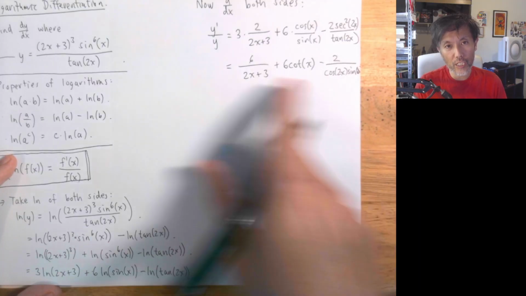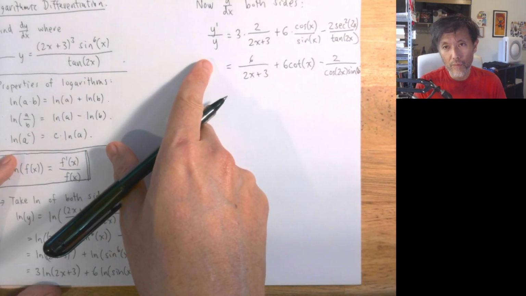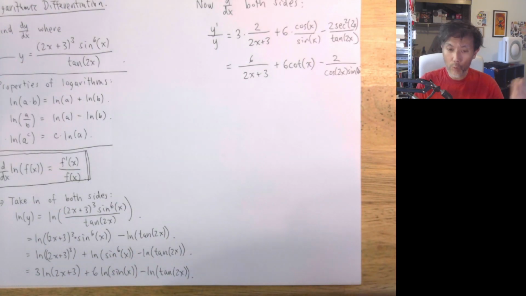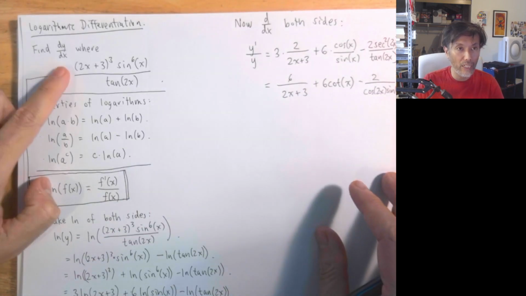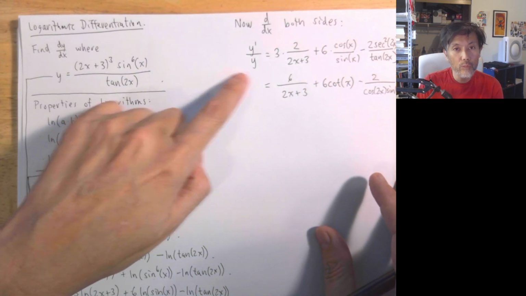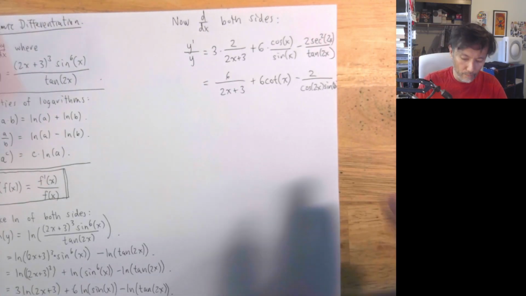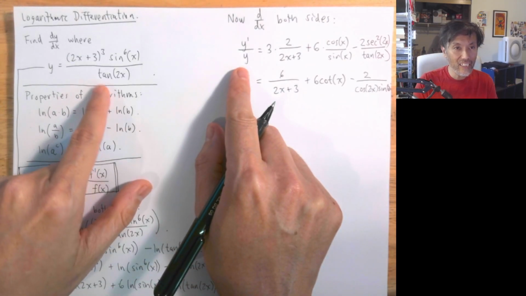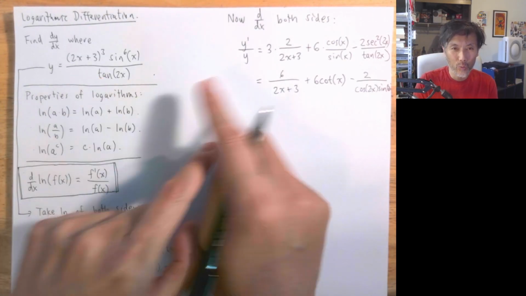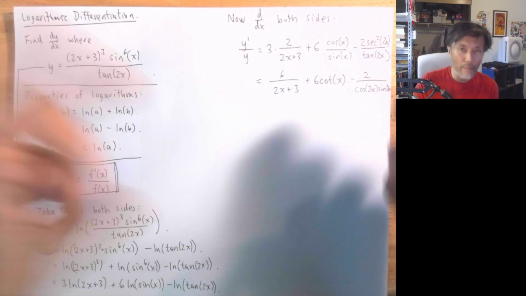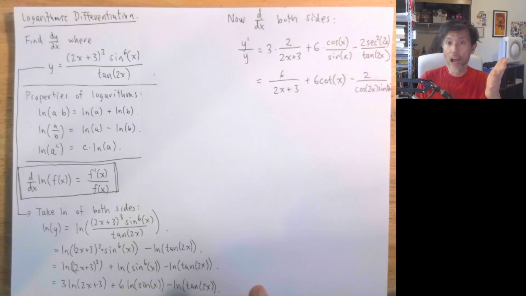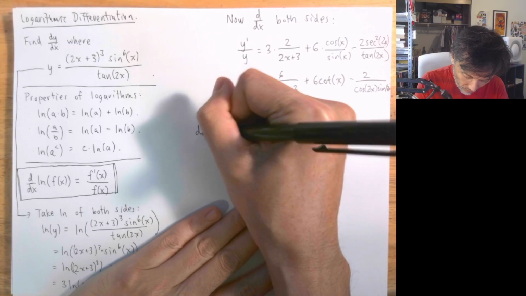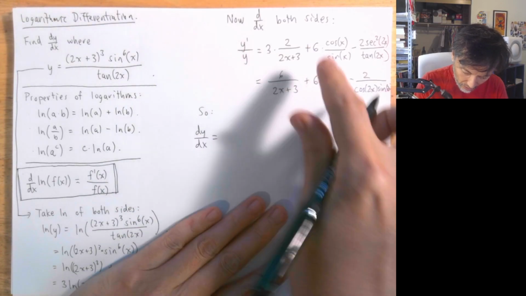This expression here is y prime over y. What is it that we want? We want dy dx. Remember, that's our target here. So what we can do is multiply both sides of this equation by y. And what's y? Oh, right. Y is this god-awful mess. So really what we're just going to do is take all of this and multiply it by that. And that's y prime, which is equal to y times all this.